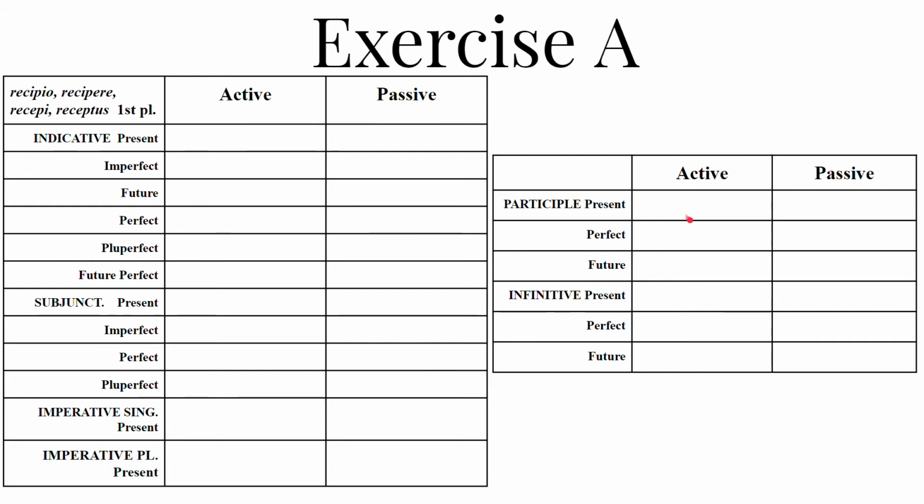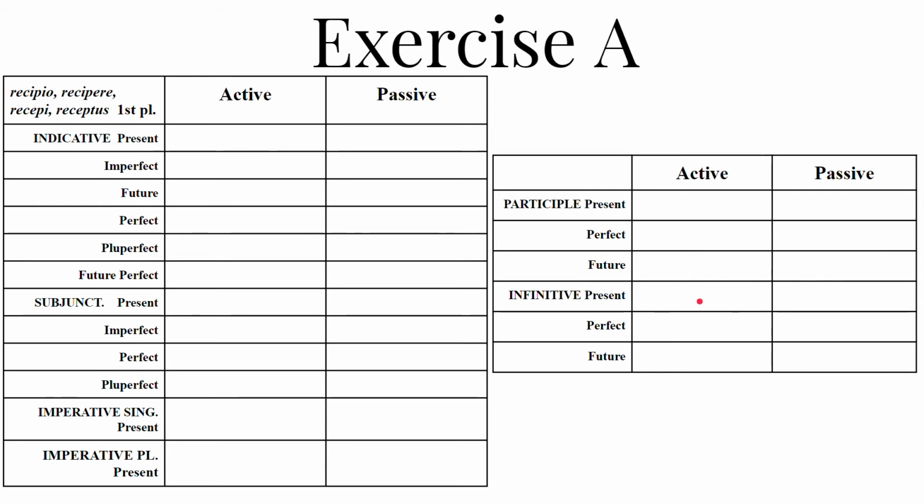Participle: recipi, add the e, and then ens, entis. Recipiens, recipientis. No present passive, no perfect active; receptus, a, um is just the fourth principal part. The future active is recepturus, a, um. And then passive: recipi, and then add the e, and then endus, a, um: recipiendus, a, um.